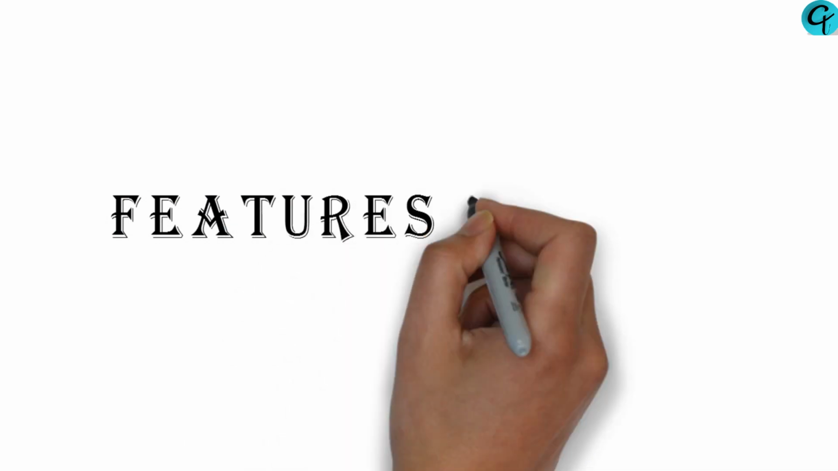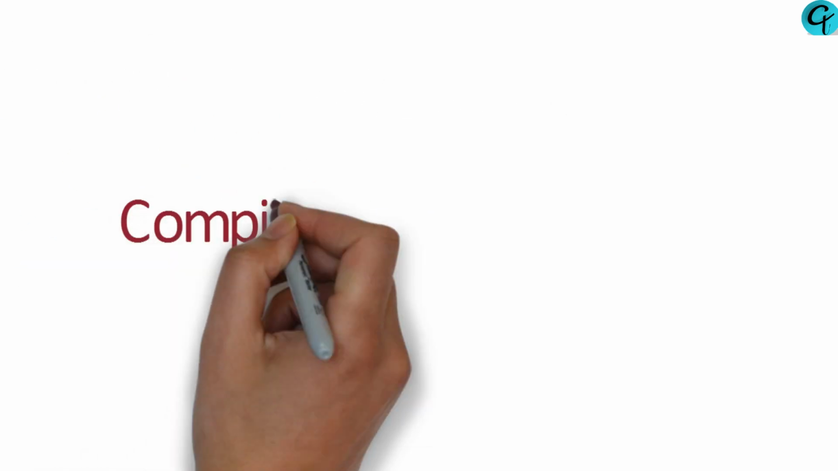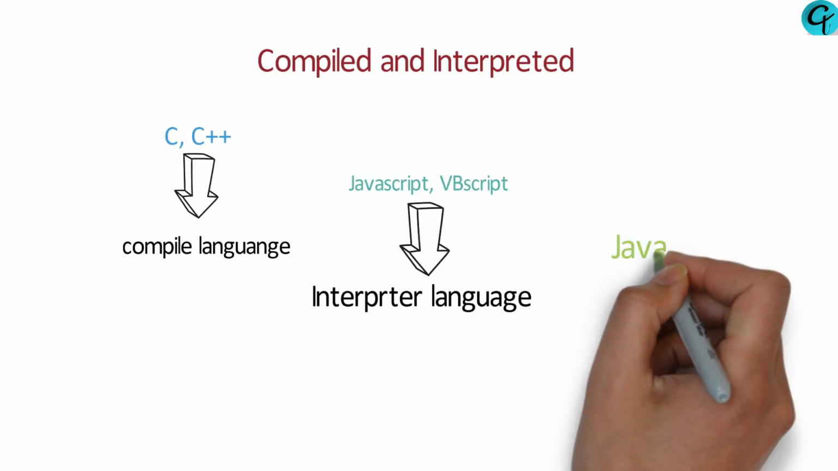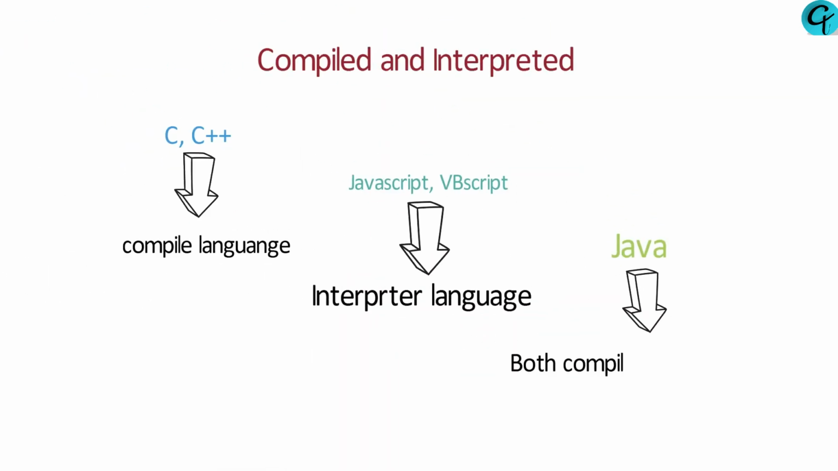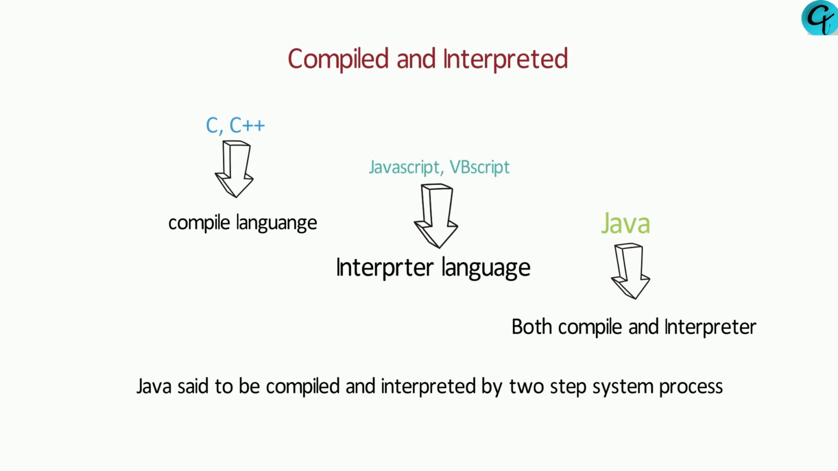This video is based on features of Java. First feature is compiled and interpreted. As you all know, C and C++ are compiled languages. JavaScript and VBScript are interpreted languages. But Java works on both compiler and interpreter. Java is said to be compiled and interpreted by a two-step process, as discussed in the previous video. Please watch the previous video for the compiler and interpreter two-step process.